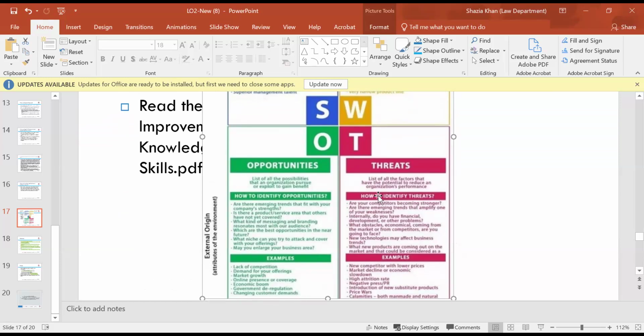How do I identify the threats? That's the T from SWOT analysis. Things like new competitors. A SWOT analysis is a strategic planning tool used to assess your strengths, weaknesses, opportunities, and threats related to a research project. It can help researchers understand the internal and external factors that can influence the success or failure of your research.